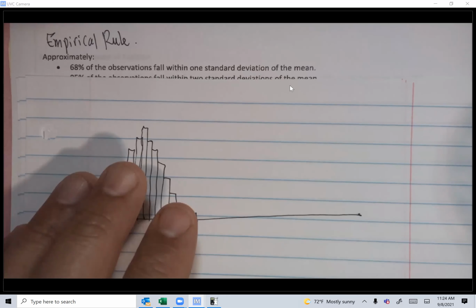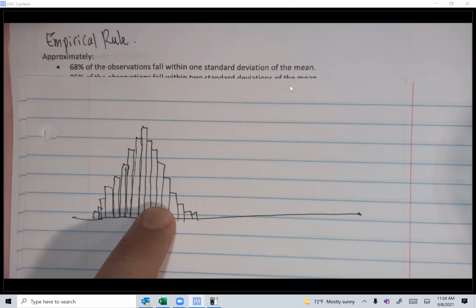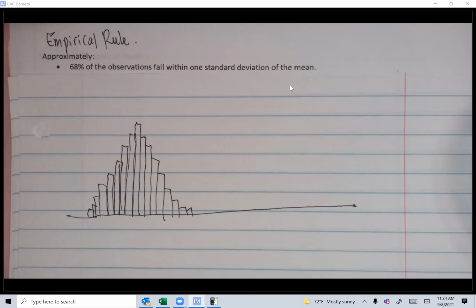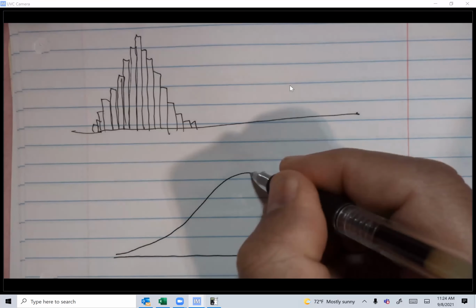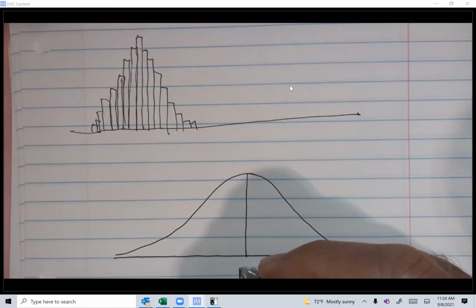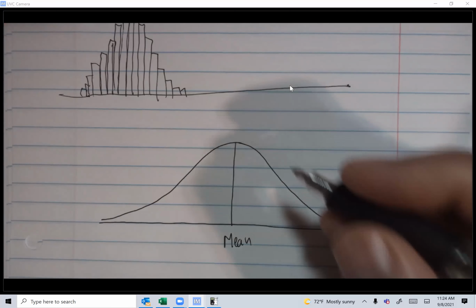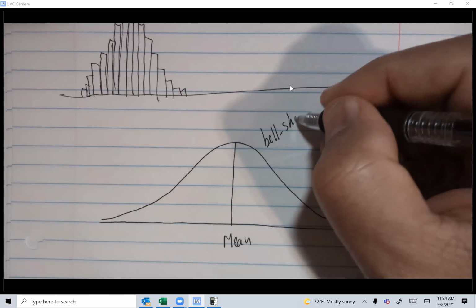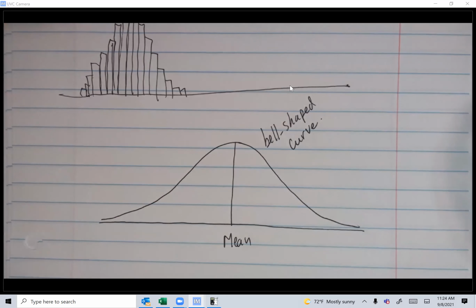So most of the data sets that we collect and sketch will turn out to look like this one, which is a bell-shaped graph. So instead of doing all those bars, I'm going to resketch this one like that, guys. And this is the mean right here in the center. So this is called the bell-shaped curve, guys, or symmetric graph. Okay.